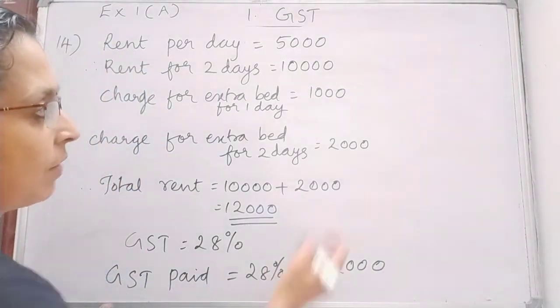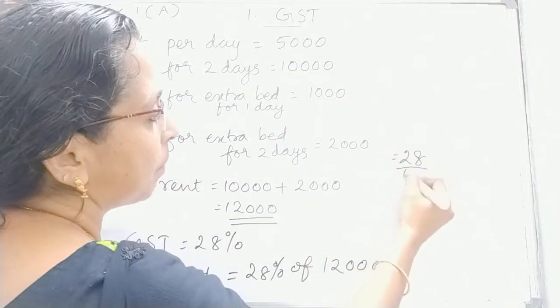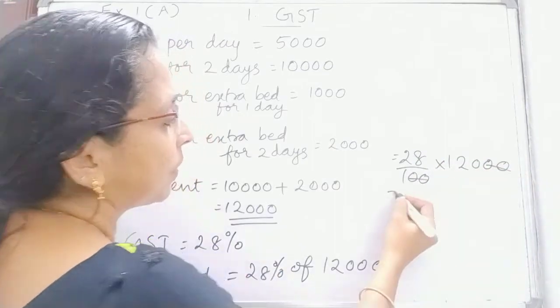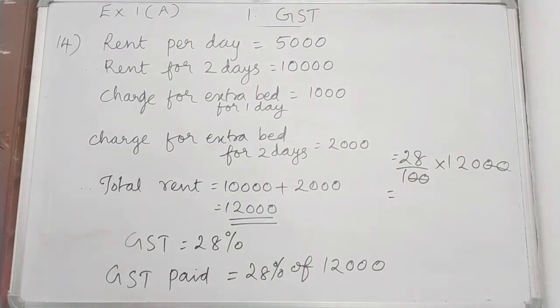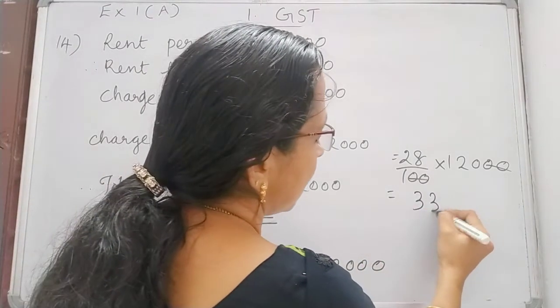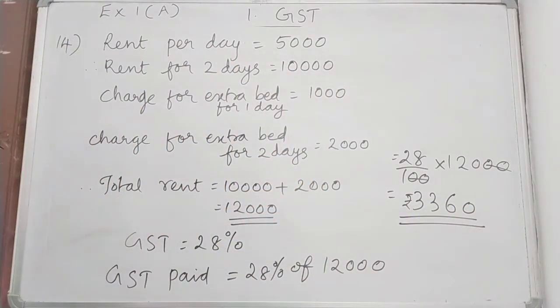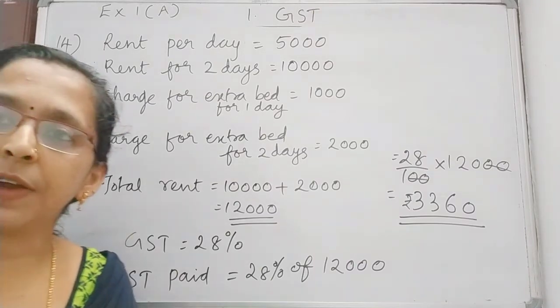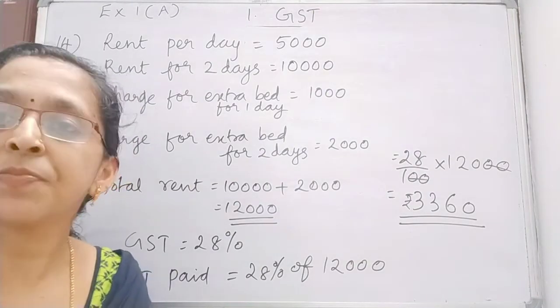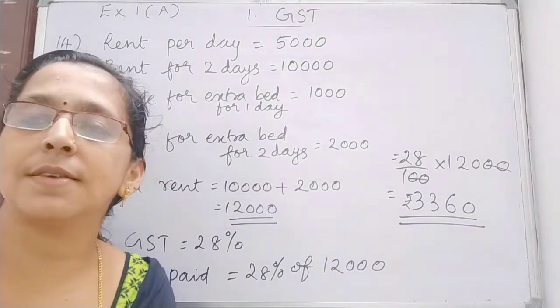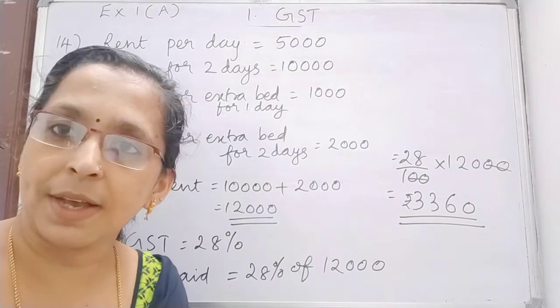Got it? So how can we write? Is equal to 28 by 100 into 12,000. So do all the cancellation. You will get it as 3360. So they had to pay rupees 3,360 as GST. They asked us to find only the GST. So 3,360 rupees they have to pay as GST.